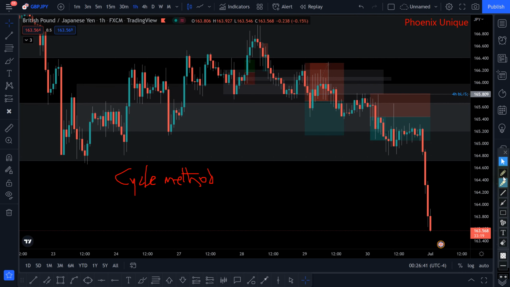Now to keep things very simple, I could start explaining why price reacted from here or even here, exactly to the T from here. Why did price start reacting? It's very simple. But in order to keep the video short, that's what I'm trying to say, I'm going to be as simple and as quick as possible. We'll look at it this way.